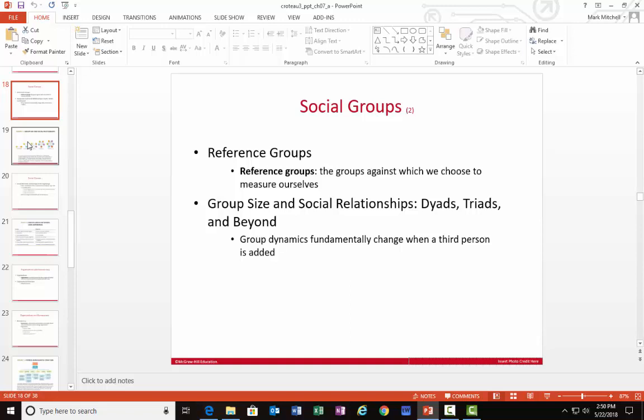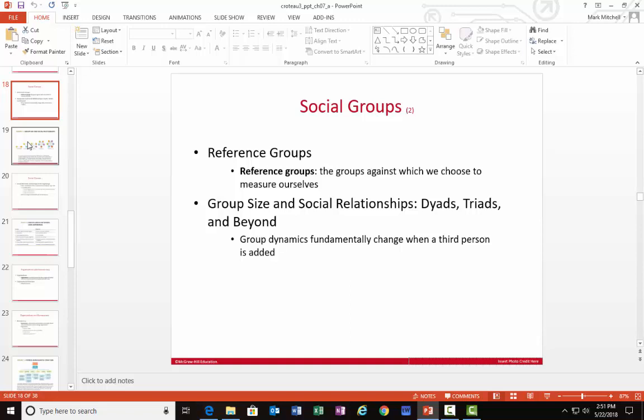Another type of group is a reference group, and that's one that we measure ourselves against. So, for example, think of your social media account and your friends there. Often if you feel good about yourself, it's because you're measuring yourself against your friends and how well you perceive yourself as doing. And if you feel bad, then maybe you feel like you have not kept up with them.